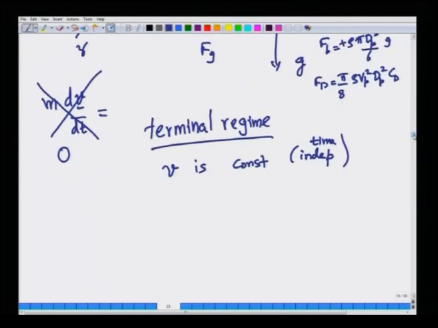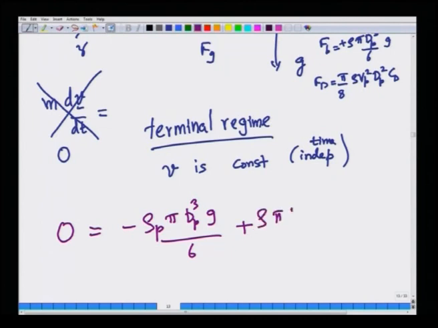So, you have to simply balance all the 3 forces. The 3 forces give 0 is minus rho p pi dp cube g by 6. This is the weight: rho p is the density of the particle times the volume of the particle times g is the weight of the particle, which acts in the minus y direction, plus rho times pi dp cube g divided by 6 plus pi by 8 rho Vp squared dp squared times Cd.